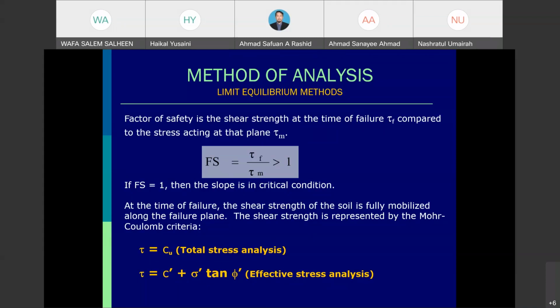While for the effective stress analysis, the equation that we use is C plus the normal stress times tangent phi. So that is the shear strength parameter, or the tau F.